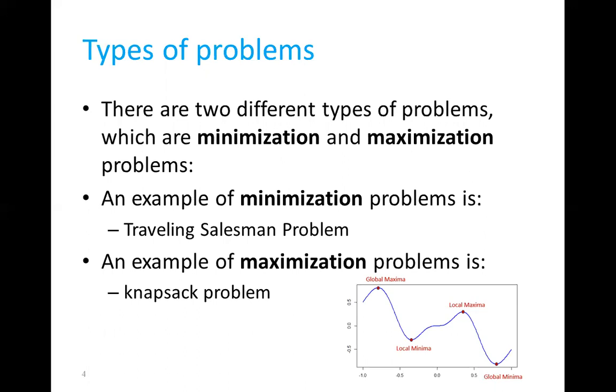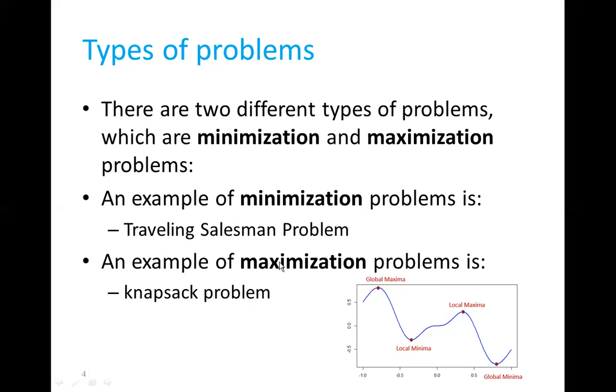For the minimization problem, we have a set of solutions, but we are looking for the global minima, which is the optimal solution of this problem. So we may have the local minima and the global minima, but we are looking for global minima for the minimization problem. An example of the minimization problems is traveling salesman problem, and we will discuss this problem today.